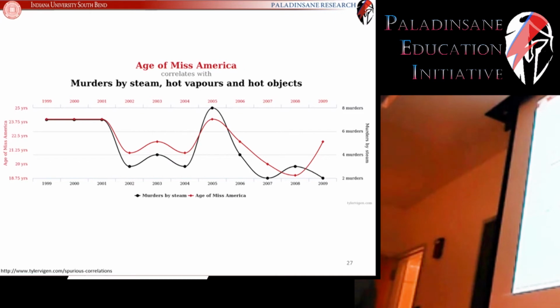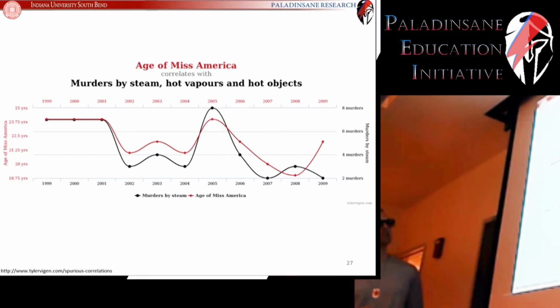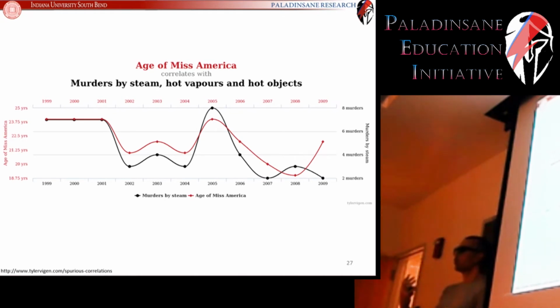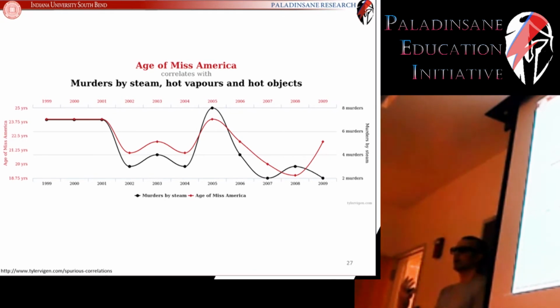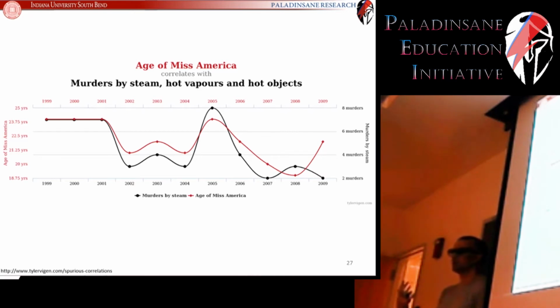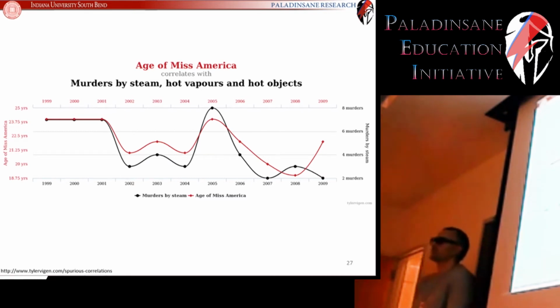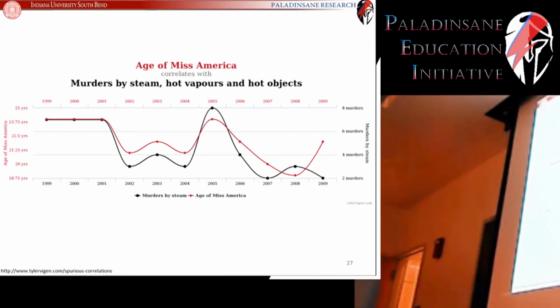Age of Miss America, so the age of the Miss America winner, correlates with murders by steam, hot vapors, and hot objects. When she's older, we have more murders by steam, hot vapors, and hot objects. When Miss America is younger, we have fewer murders by steam, hot vapors, and hot objects. And I don't think anybody would believe that people are sitting at home watching Miss America and going, how old was that Miss America winner, 27? Give me my hair curler and I'm gonna go out and... nobody thinks that, right? But look at this correlation. Look at that.